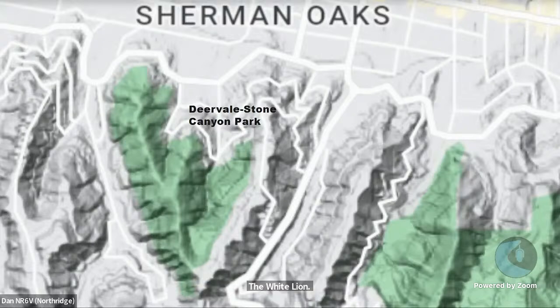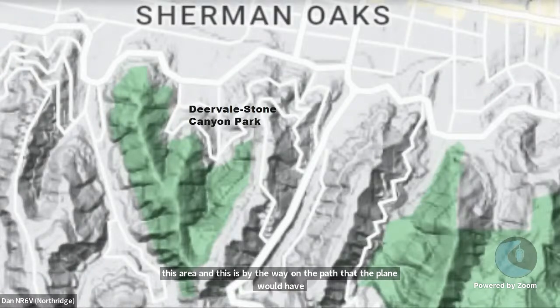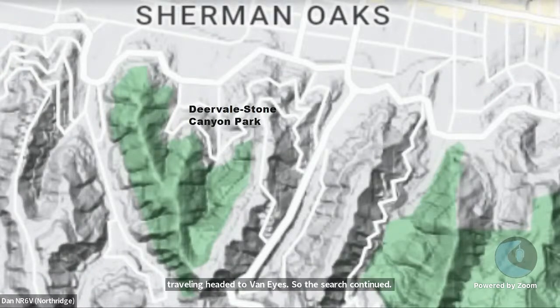And again, it's remarkable that if a plane had gone down here, no one had heard it. But he was pretty sure from the ELT signal that the plane was down in this area. And this is, by the way, on the path that the plane would have been traveling headed to Van Nuys. So the search continued in this area for a little over an hour.